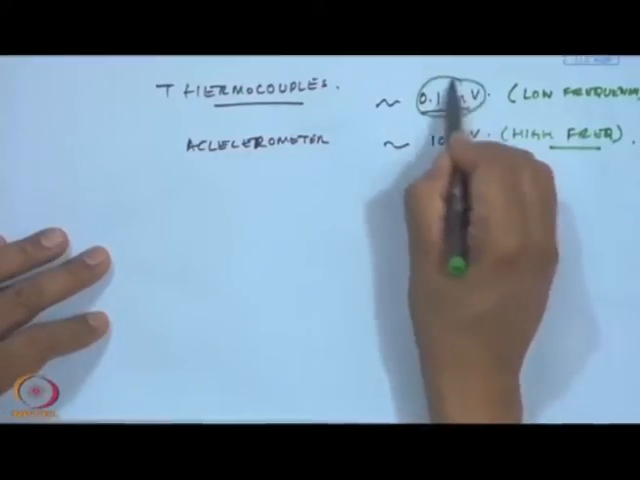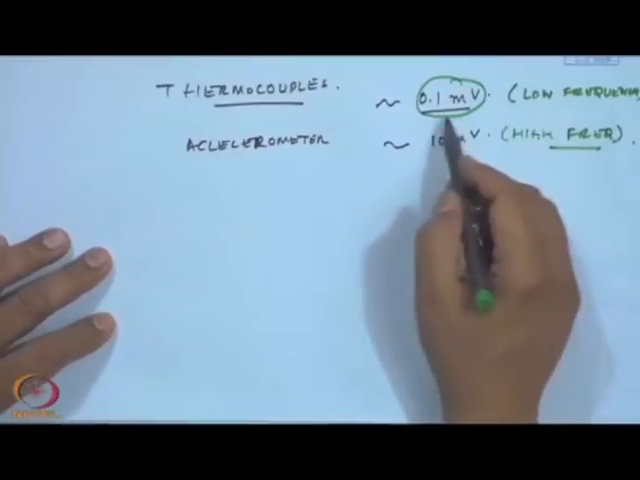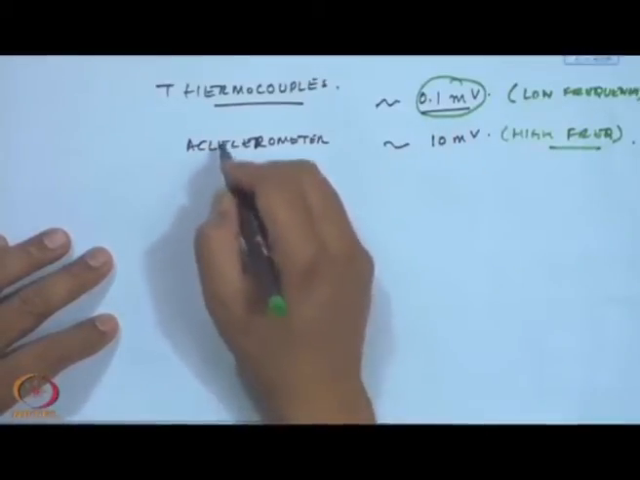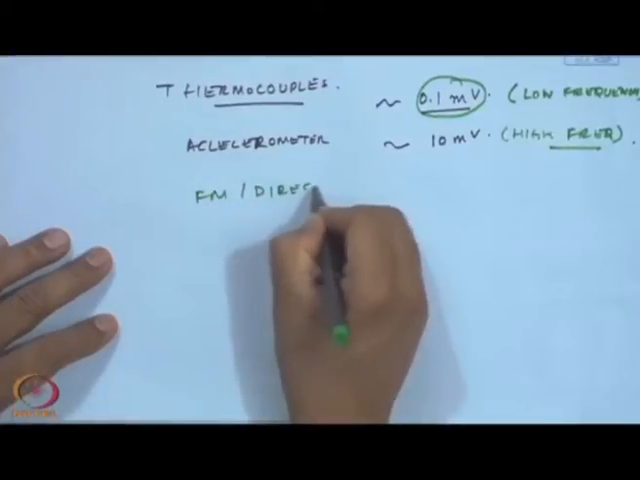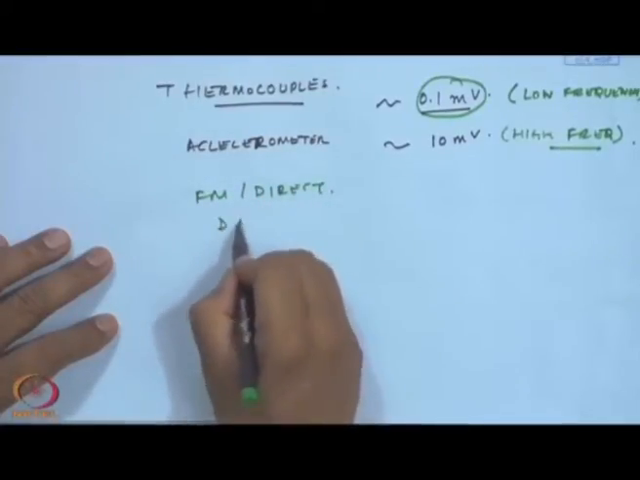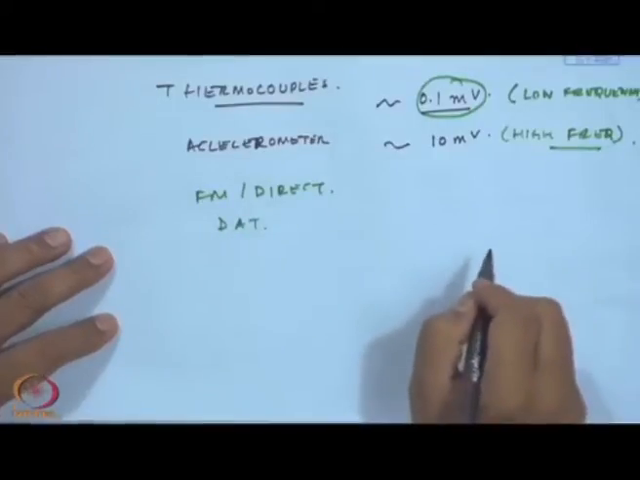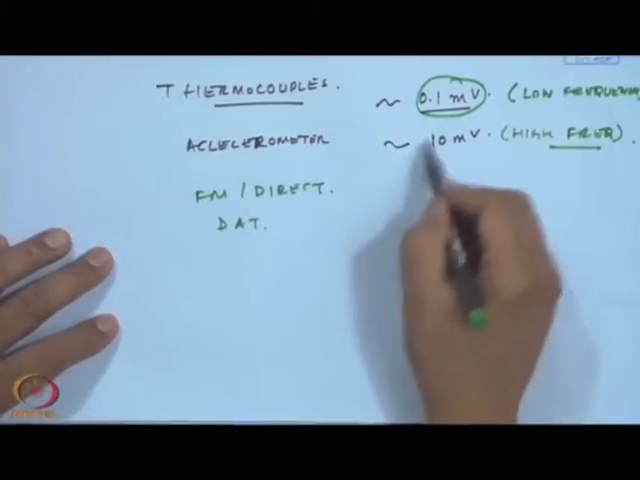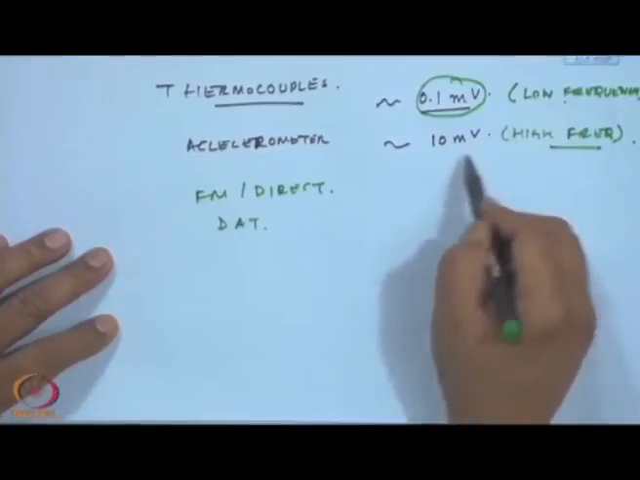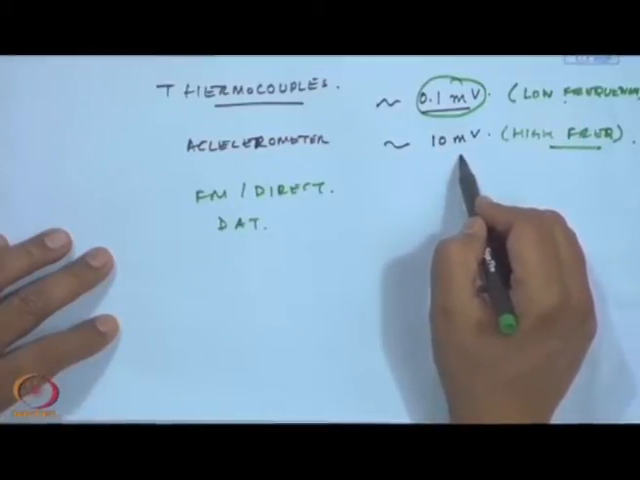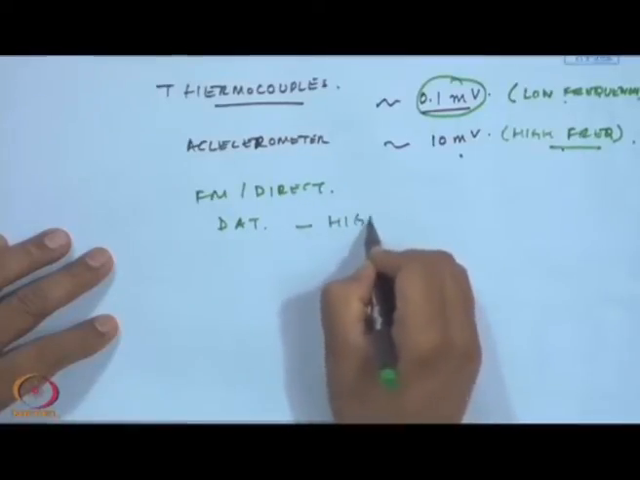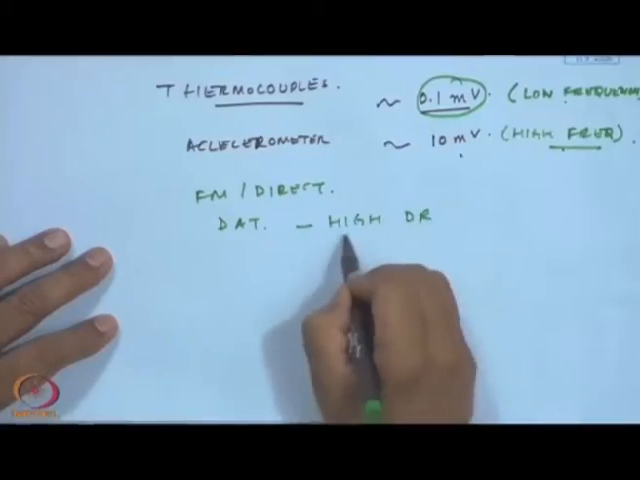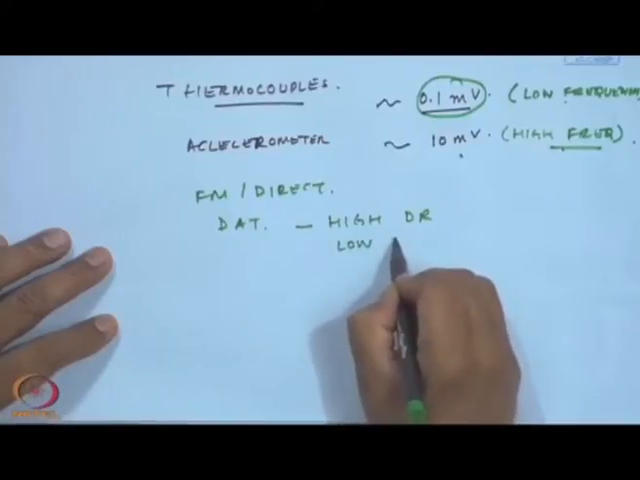Now, having a signal less than or around 0.1 millivolt, it would be very difficult to measure either by FM or direct recording. But with a digital audio tape, you could record such low signals in low frequency as well as high values at high frequencies, because they have a high dynamic range and low noise floor.